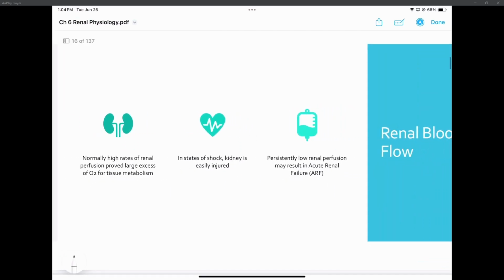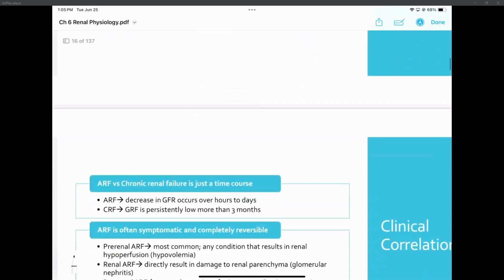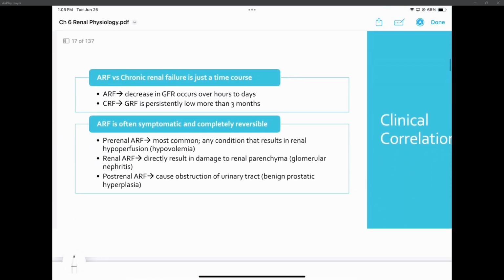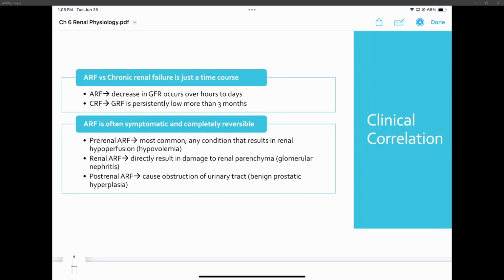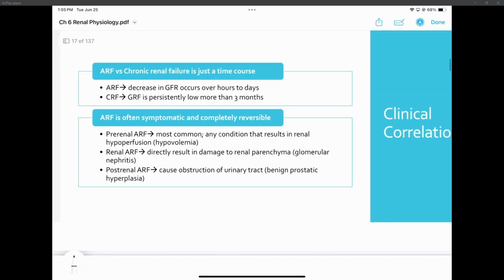So, again, high rates of renal perfusion give a large excess of O2 for tissue metabolism. However, in states of shock, kidneys are easily injured. And why do they get injured? Low blood flow to the kidneys. And that results in acute renal failure. So when it comes to acute versus chronic, it's all about time. How long are you in this renal failure? If it's over 3 months, it's chronic. Anything in the acute stage, obviously, is going to be acute, hours to days.